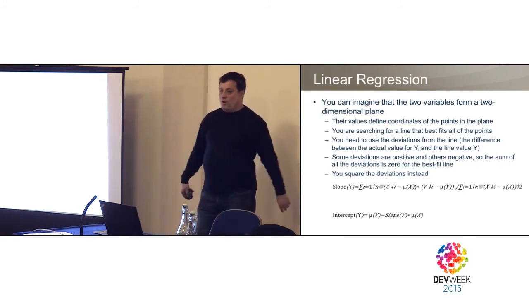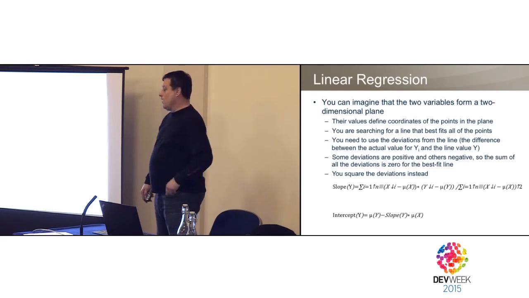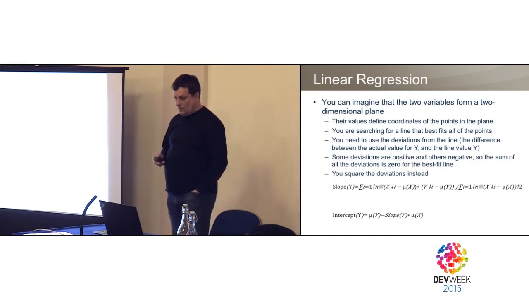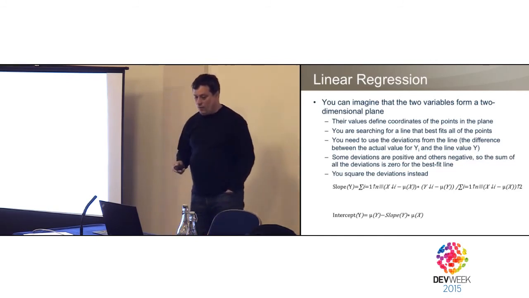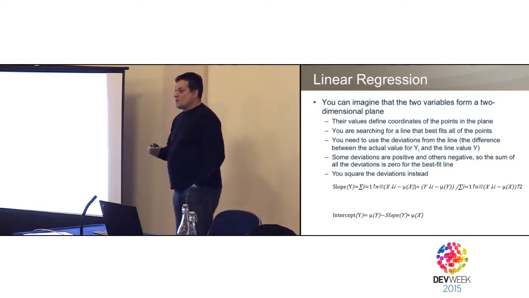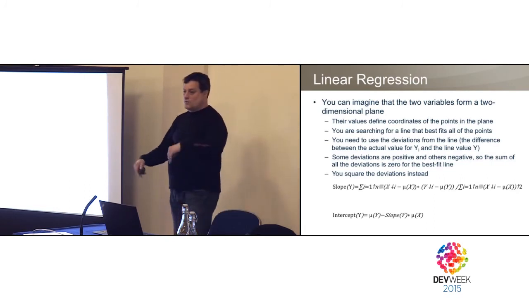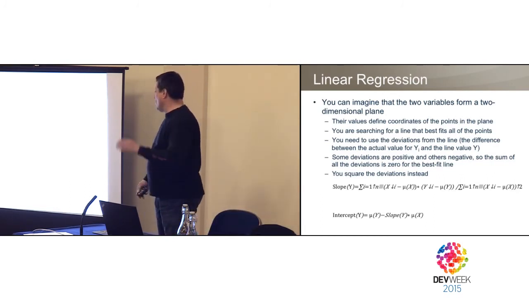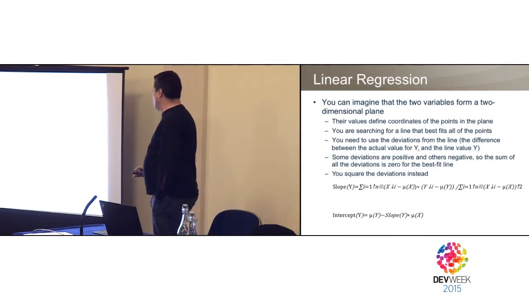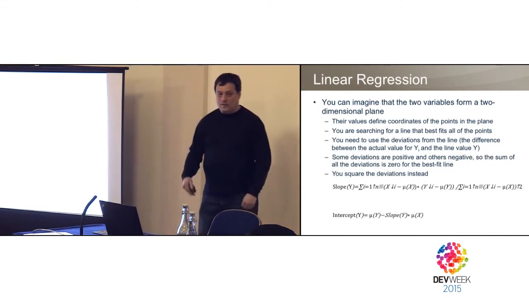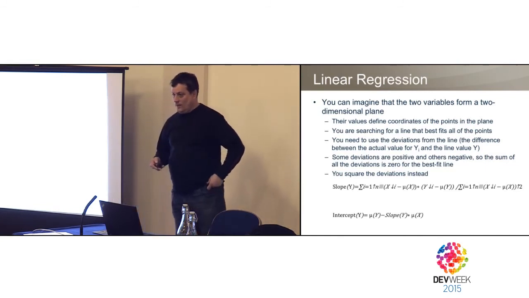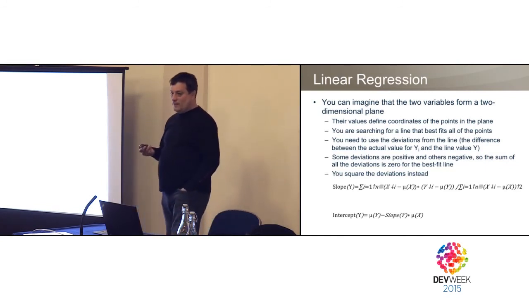Now, if you draw these points in a scatter plot, with linear regression, you are searching for a line that best fits all of the points. So this is what you are searching for. So how do you define the best fit? The points must be all together the closest to the line. So this is best fit. So you measure the deviations from the line, the difference between the actual value for some point from the line value, okay? You want to minimize these deviations.